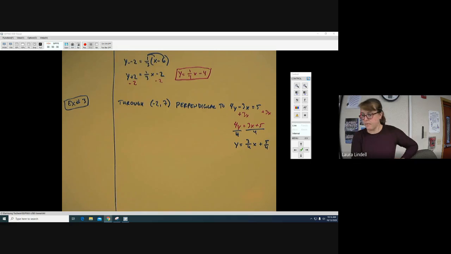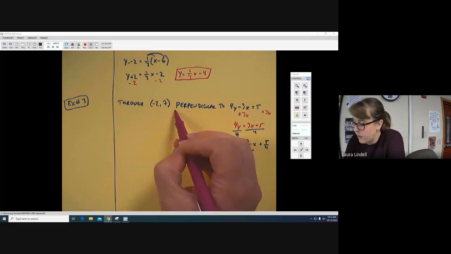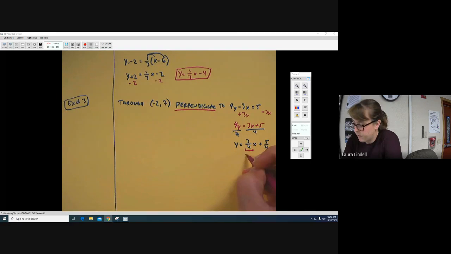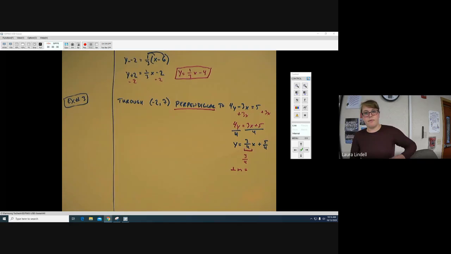Okay. So now looking at this line, the original slope is 3/4. But we want a perpendicular slope. To find a perpendicular slope, we flip the fraction and change the sign. So what's my new slope going to be? Go ahead and type in the chat if you think you know what the new slope is going to be. Remember, flip the fraction, change the sign. There we go.